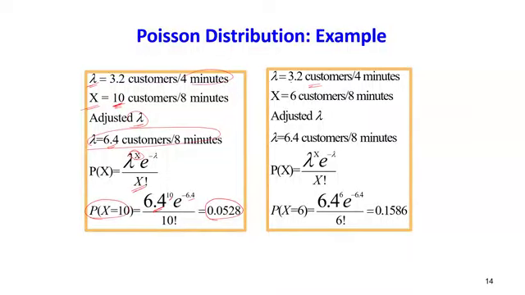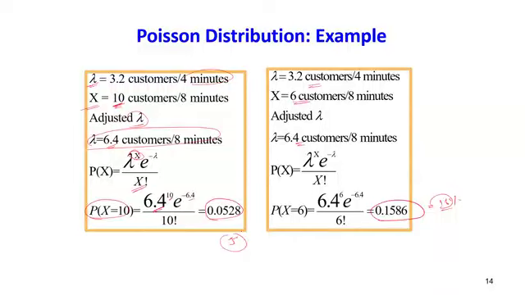Similarly, here lambda is 3.2 customers per 4 minutes, and I want to calculate for 6 customers per 8 minutes. Again, I will adjust for 6 customers. It is saying that it is a 16% chance. There's a 16% probability that we may get 6 customers in 8 minutes. But what is the probability of getting 10 customers? It is quite low, 5%. So accordingly, I can plan. Here the chance of getting 10 customers is very low.